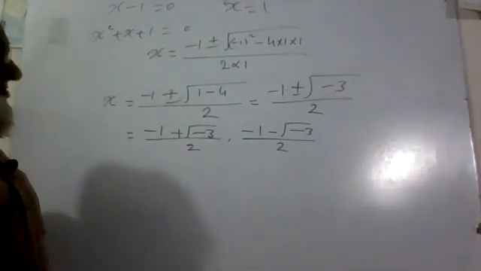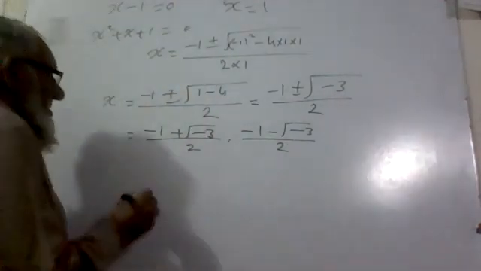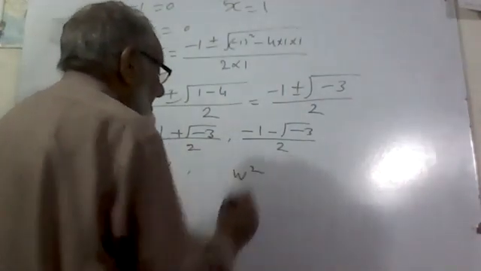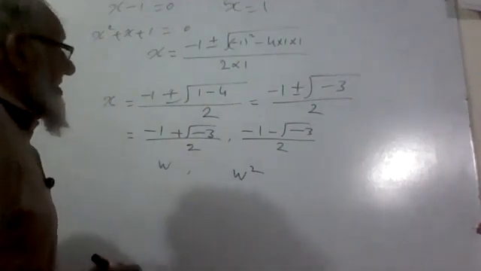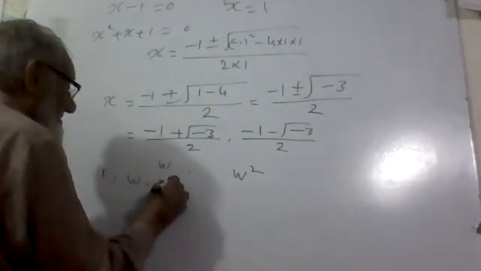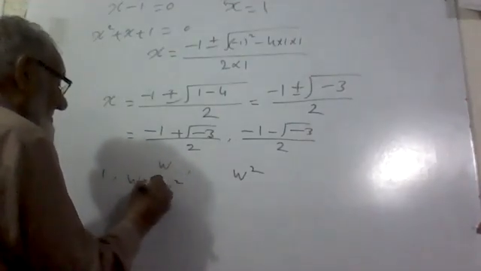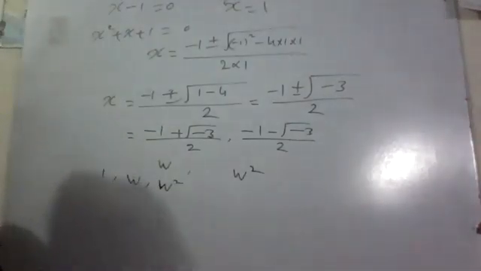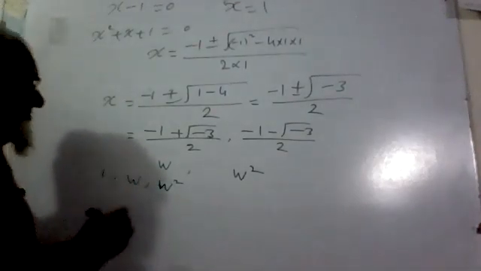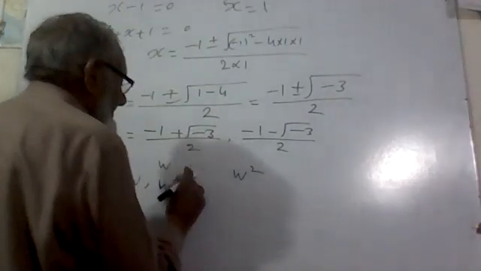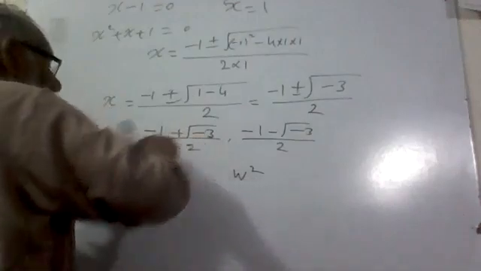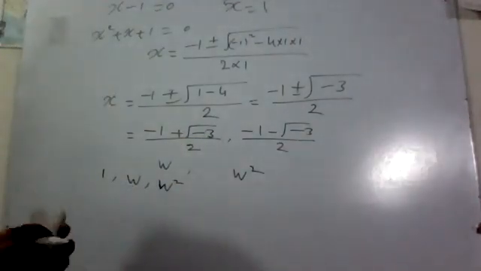Now one of them is taken as omega and the other will be omega square. So the three cube roots of unity are 1, omega and omega square. We prove this property that if one is omega, the other is omega square: this square will give you this one and this square will give you this one. Let us prove this one.